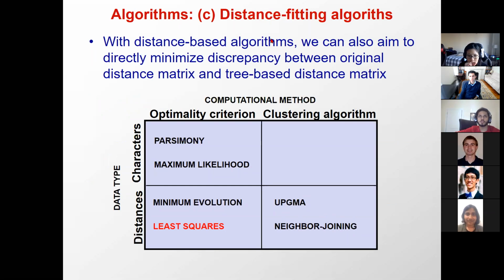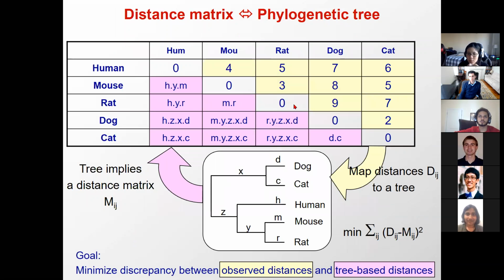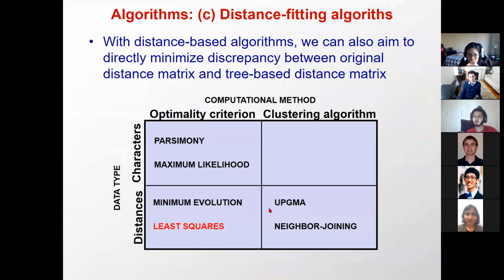With distance-based algorithms, we can also aim to directly minimize the discrepancy between the original distance matrix and the tree-based distance matrix. And that's, for example, what least squares does. It basically says, what I'm going to do is find a topology that simply minimizes the discrepancy between the pairwise distance, which is unconstrained, and the tree-based distance, which is constrained to walk through the tree. So that's what least squares, for example, does. And then minimum evolution is very similar. It just tries to minimize the total amount of evolution that has occurred given the tree topology that I have.